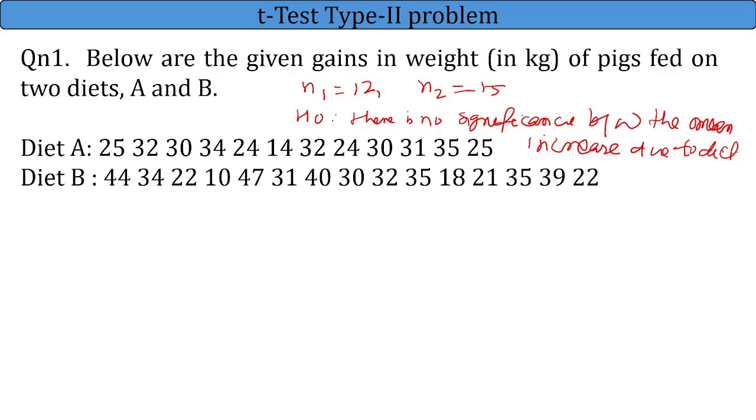So the alternate will become... because they are saying there is a difference or not, mean increase is there or not. So it will become a two-tailed test. Okay. So now we'll go and try to get, let's say, diet A.